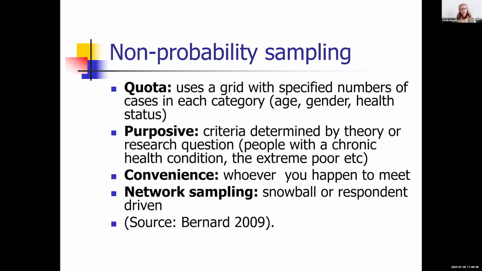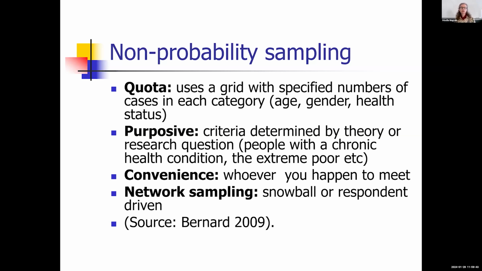Purposive, you develop certain criteria. So you want to understand women's experience of reproductive health. Then you might want to choose women of reproductive age. You might want to include people who are pregnant or have had children or so on. Or it may be determined by the theory or the research question. So if you're particularly interested in the impact of a policy on the poor, then you want to target the poor, for example. So it's a kind of targeting.